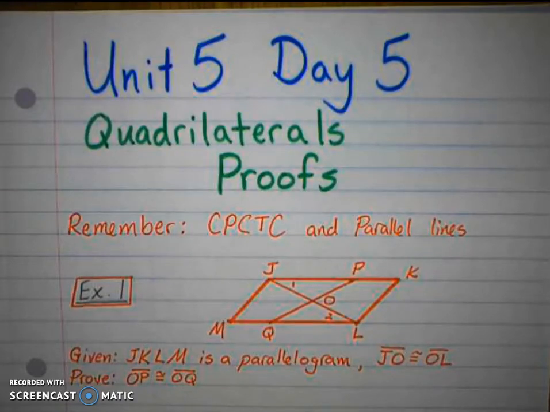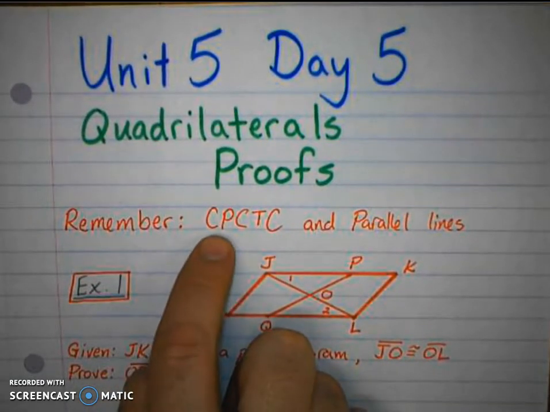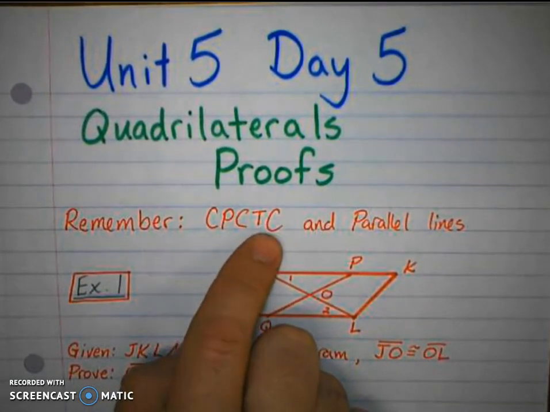Welcome to Unit 5, Day 5, Quadrilaterals Proofs. In this lesson we're going to be taking a look at how to use properties of different quadrilaterals to write proofs, proving the different parts are congruent or proving other things. And we're going to be going back and using some of the previously learned facts about congruent triangles. So I want you to remember CPCTC. Corresponding parts of congruent triangles are congruent.